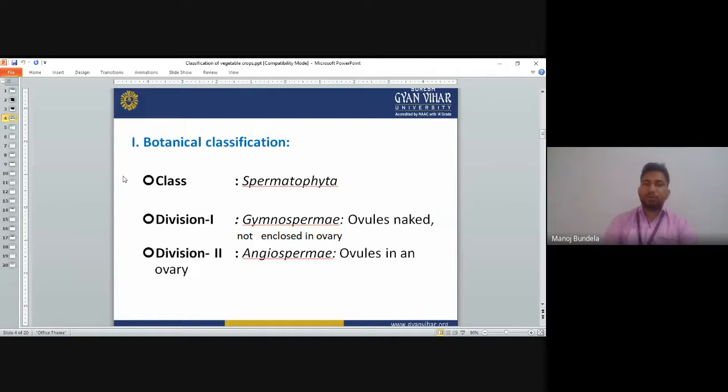First is botanical classification. As we know, they all are part of the spermatophyta. Spermatophyta has two divisions: gymnosperms and angiosperms. Gymnosperm means ovules are naked, not enclosed in an ovary. Angiosperm means ovules are present in an ovary. So these are the two classifications: gymnosperm and angiosperm.